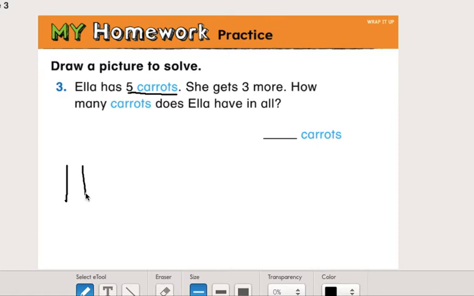1, 2, 3, 4, 5. She gets 3 more. I need to draw 3 more. 1, 2, 3. How many carrots does Ella have in all? 1, 2, 3, 4, 5, 6, 7, 8. I will write the number 8 on this line by the word carrots.